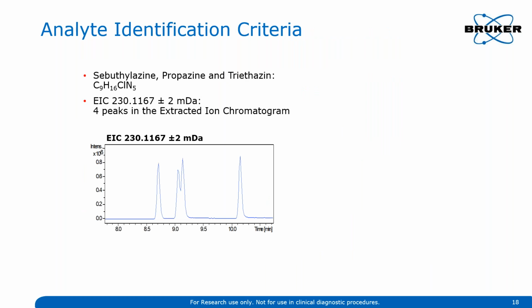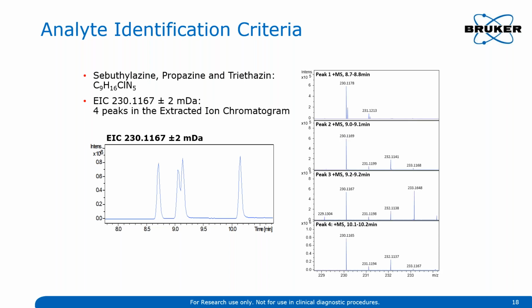Now we want a more challenging example. So 3 pesticides in one mixture, all 3 have the same exact mass. In the extracted ion chromatogram, we see 4 peaks for 3 pesticides, and that doesn't look right, obviously. So let's extract mass spectra for each one of these peaks. We'll get something like this. The first one doesn't have the expected chlorine isotopic pattern, and we know that chlorine should be there because it's part of the molecular formula for the pesticides we're looking for. So that's not the right one.